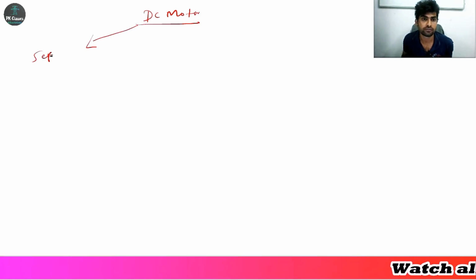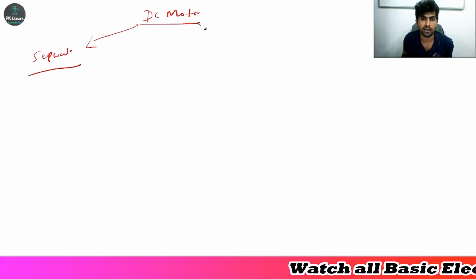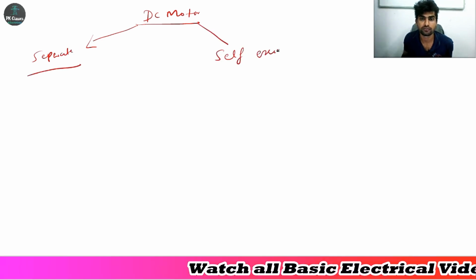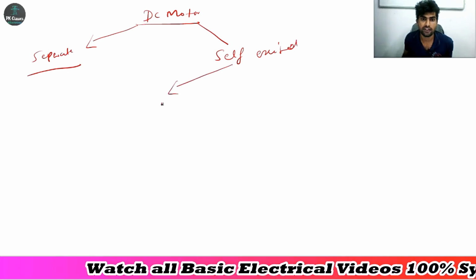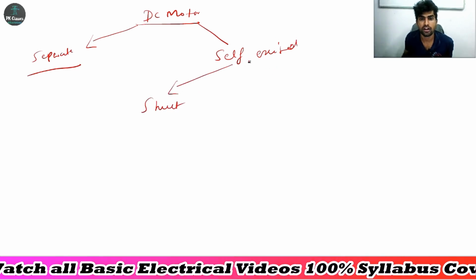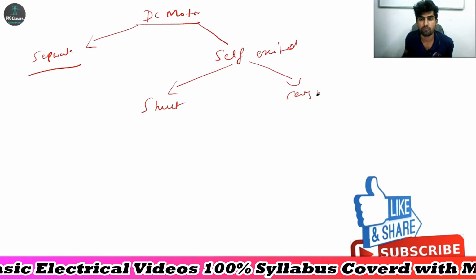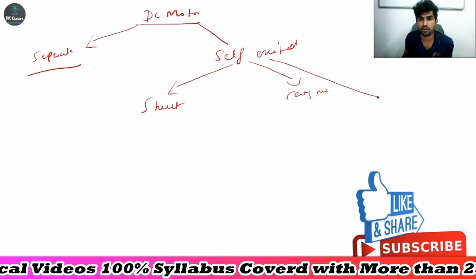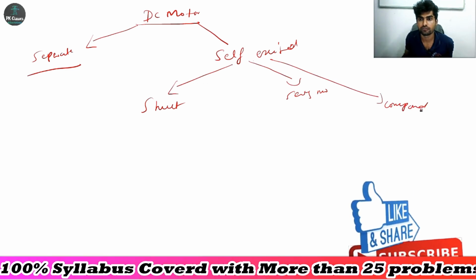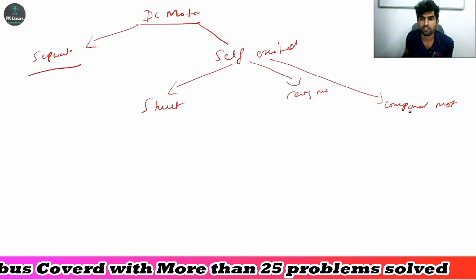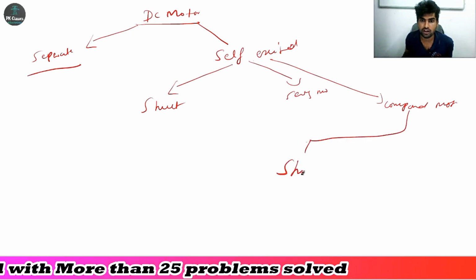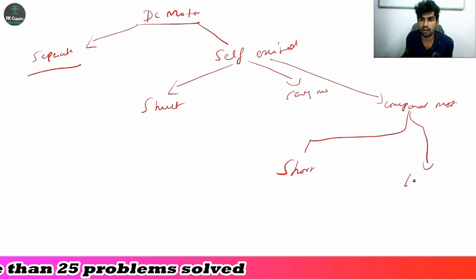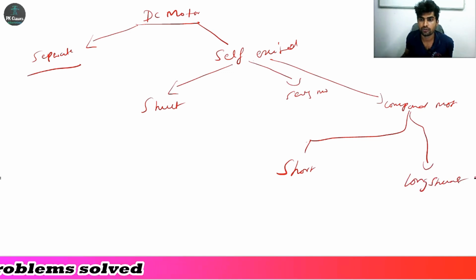Next, types of DC motor. One is separately excited. Another one is self-excited. In that self-excited, we have a shunt motor, series motor, and compound motor. In that compound, we have a short shunt and long shunt. Okay. So, motor converts electrical to mechanical energy, everybody knows.